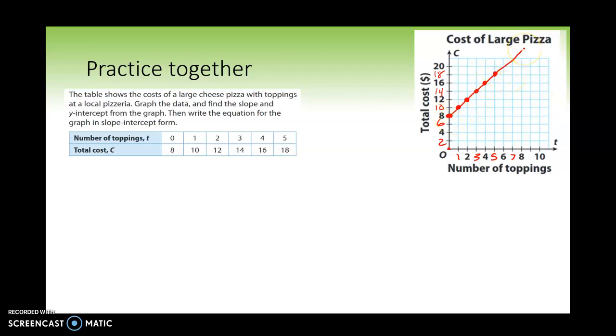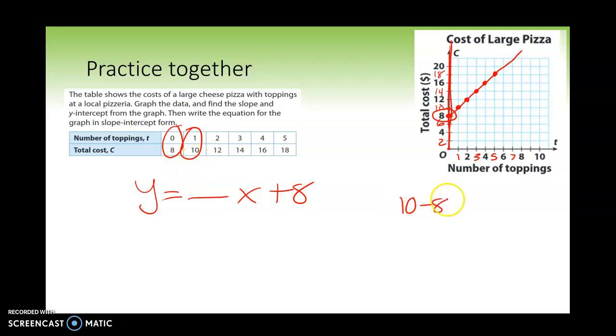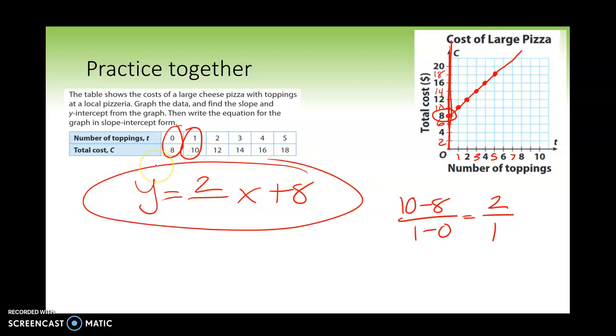What is my y-axis? The y-axis goes up and down. They cross here at 8. So I got y equals something x plus 8. Now I'm going to pick two ordered pairs. I like to pick the first two because there's less subtracting. I'm going to do y2 minus y1, so 10 minus 8 over 1 minus 0. That gets me 2 over 1, which is just 2. So it's y equals 2x plus 8. Final answer. Let me know if you have any questions.